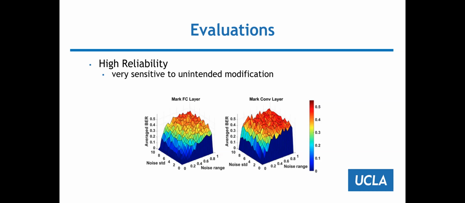So as you can see from the figure down here, only when the standard deviation of the noise and the range of the noise is 0, the bit error rate would be 0. So this just means that the framework is very sensitive to unintended modification and is very robust against fault injection.